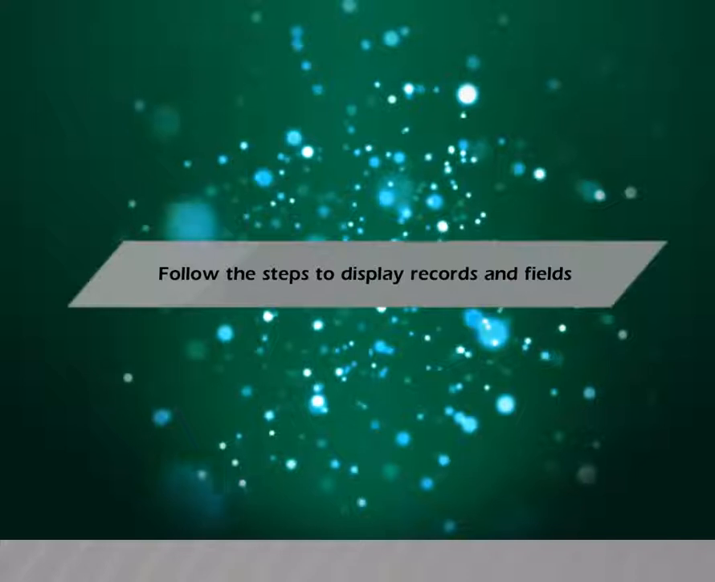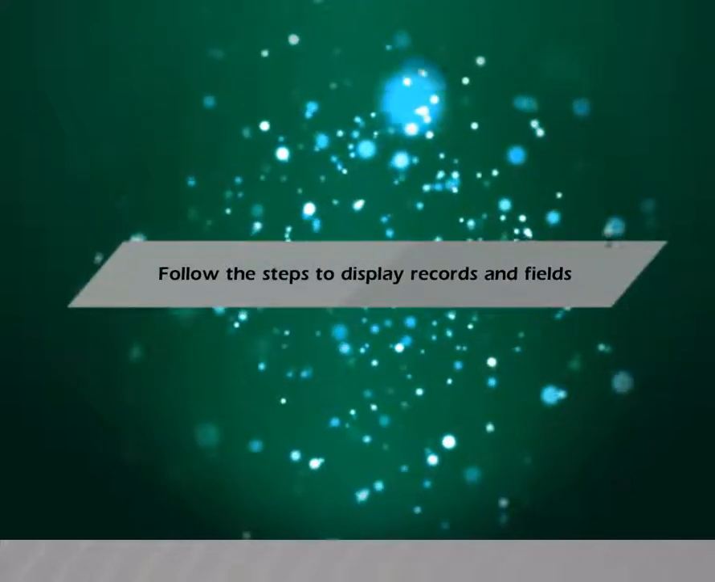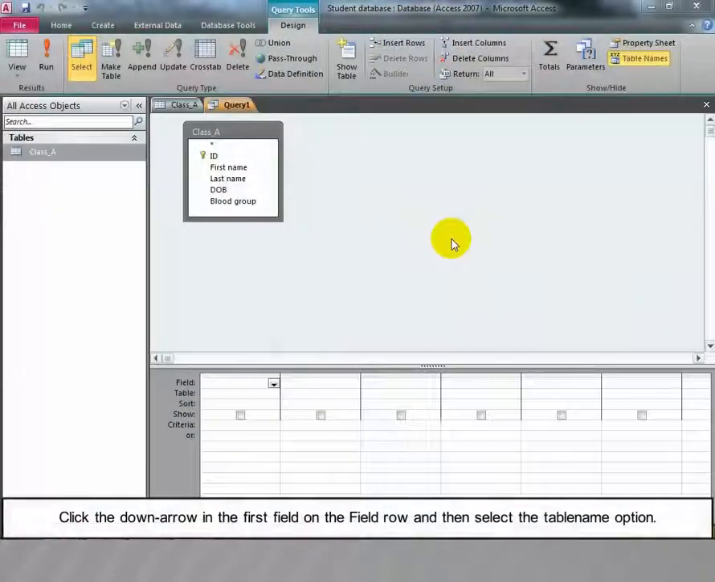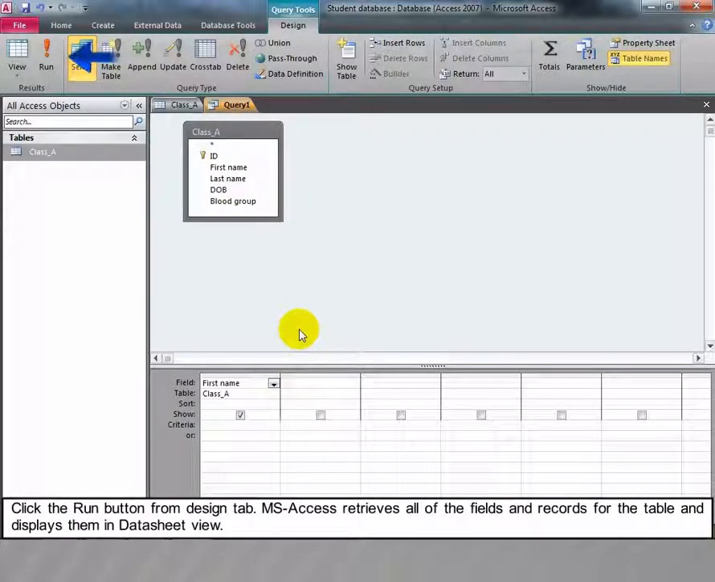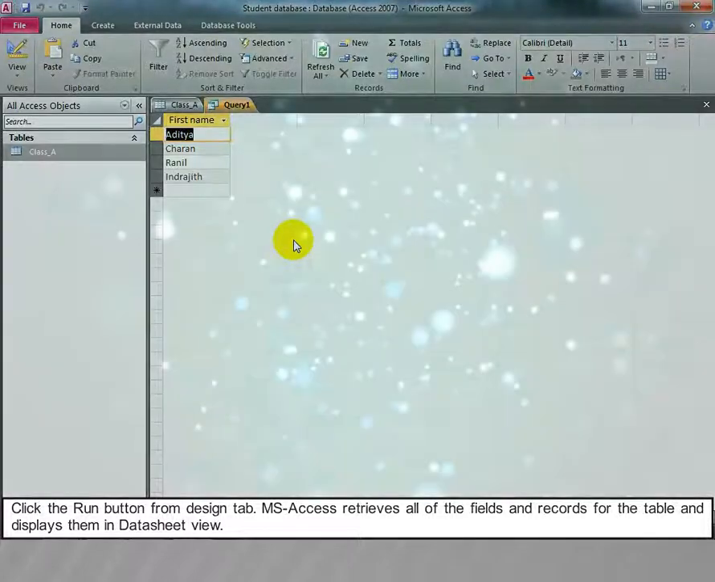Follow the steps to display records and fields. Click the down arrow in the first field on the field row and then select the table name option. Click the Run button from the Design tab. MS Access retrieves all of the fields and records for the table and displays them in Datasheet view.